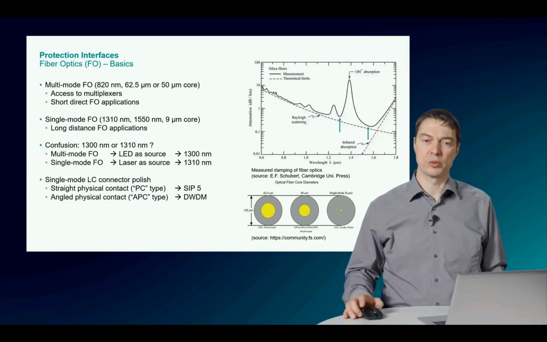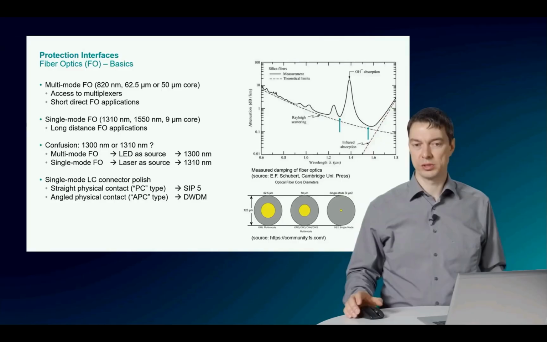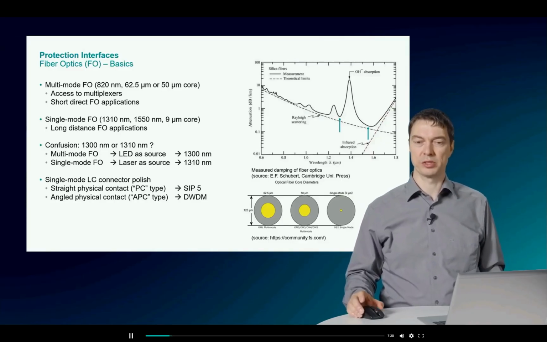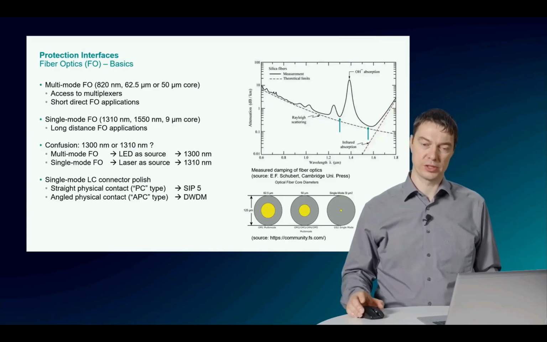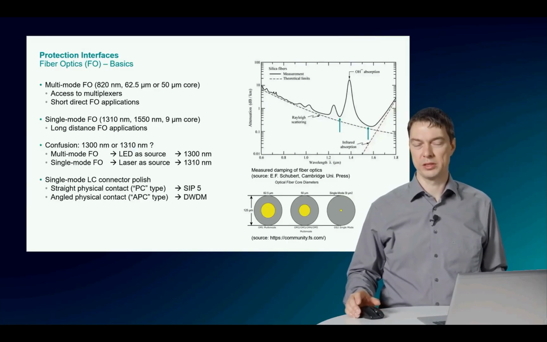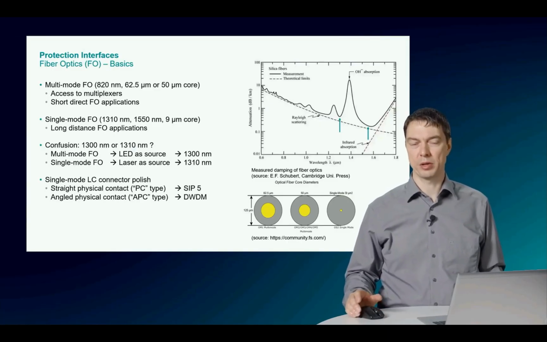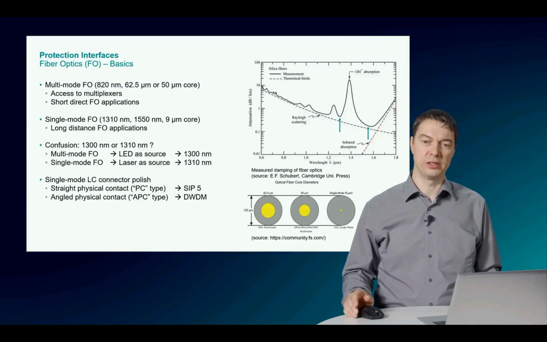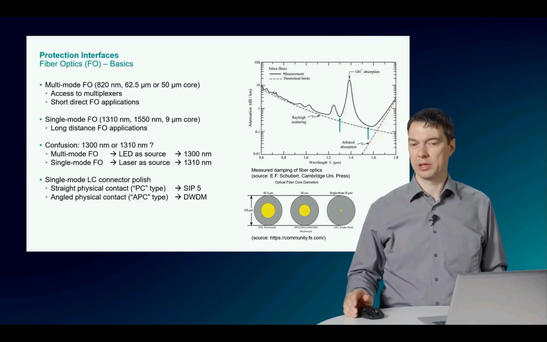Sometimes I got also the questions regarding the single mode LC connector polish. For the CPROTEC 5, we use a straight physical contact, also PC aberration, or PC type aberration. The angled physical contact, APC type, is often used in DWDM networks and not for CPROTEC 5.